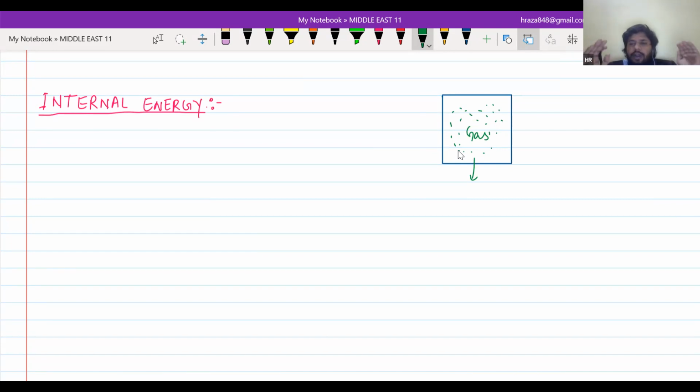But if we know the total internal energy of a system at a time t1, and the total energy of the system at time t2, we can easily find the change in internal energy between t1 and t2. Can we find it or not? Yes, sir.